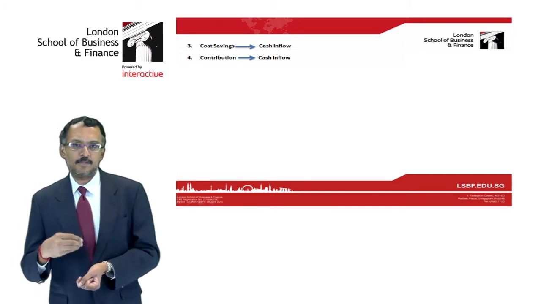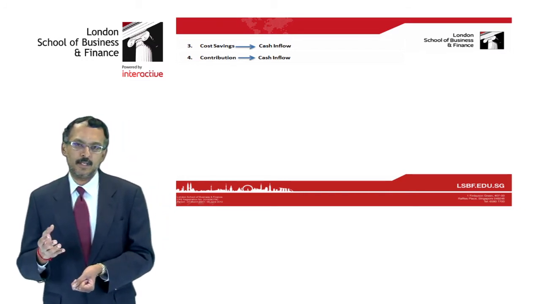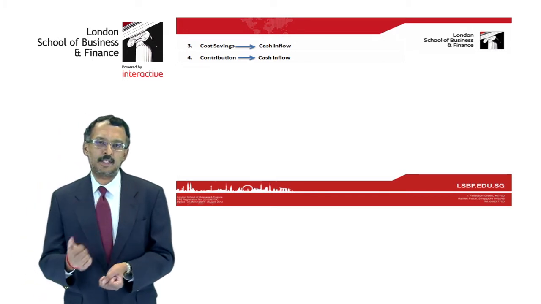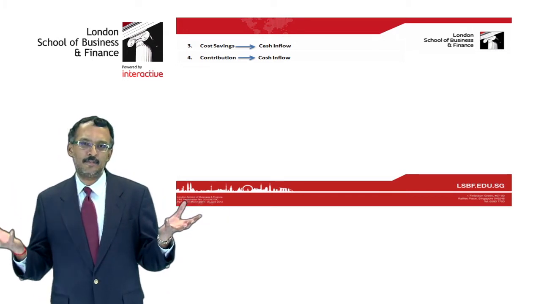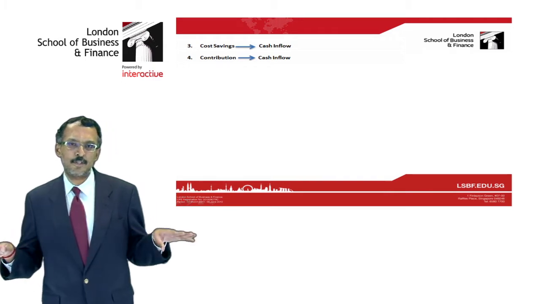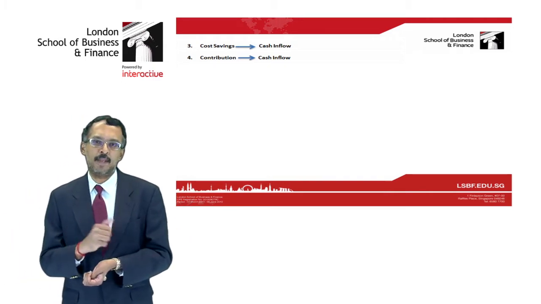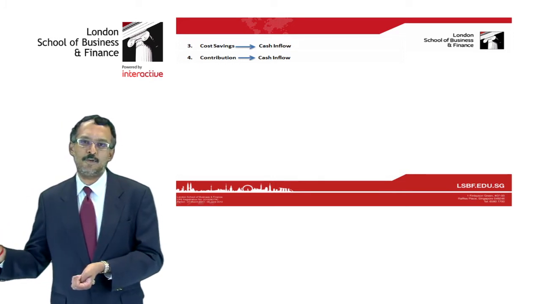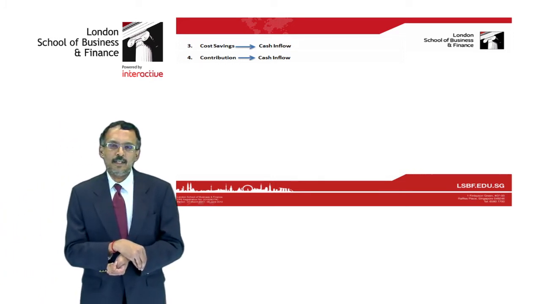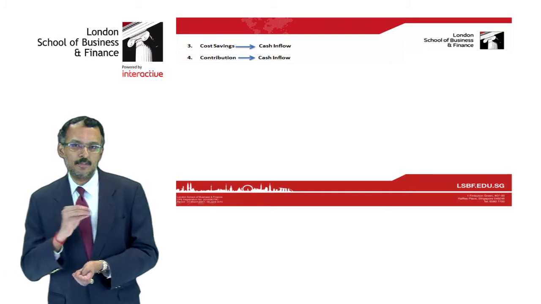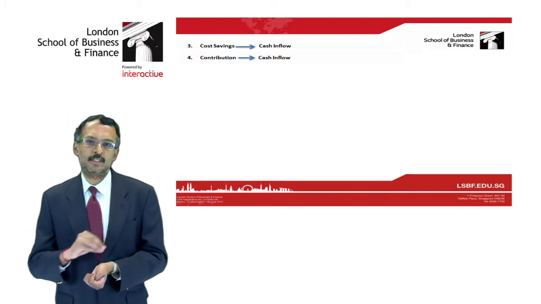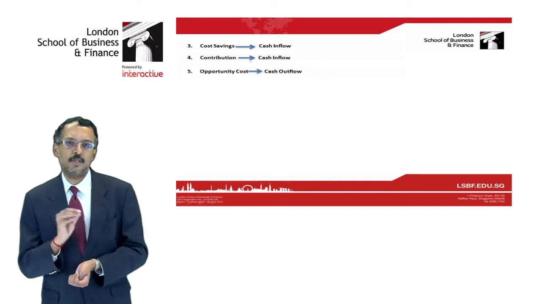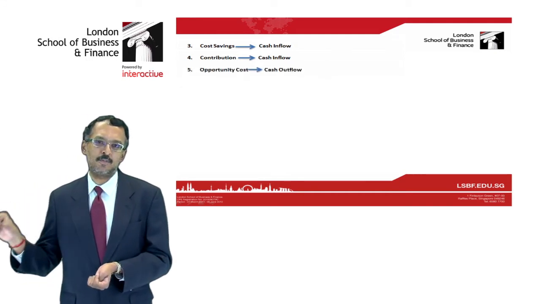When you sell products generated from that project, products will generate contribution. Contribution is obtained by taking your sales less your variable cost. Such positive contribution will have the impact of increasing shareholder wealth. Therefore, it is a cash inflow. And a very difficult concept which is always hard to determine in examinations is opportunity cost. Opportunity cost is always treated as a cash outflow.